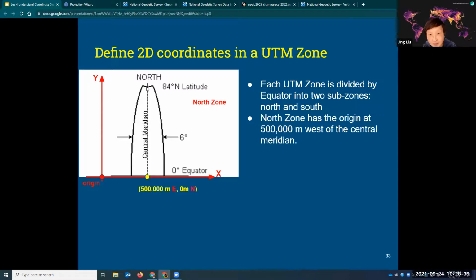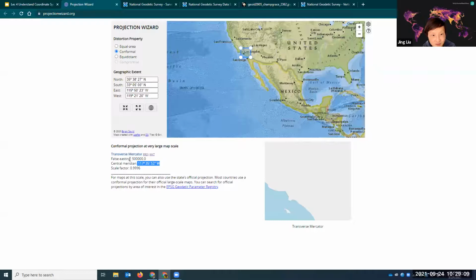I can put my y right here, but by convention, this is the convention, we don't want to use negative numbers, so we actually move this y 500,000 meters to the east of this central meridian. In that case, everything in this part, the northern part, you have the positive numbers for your x and y. This is called false easting.